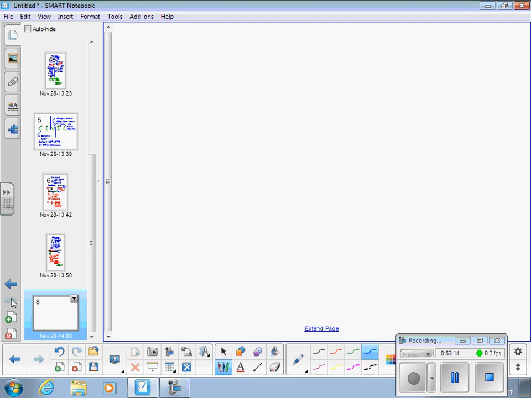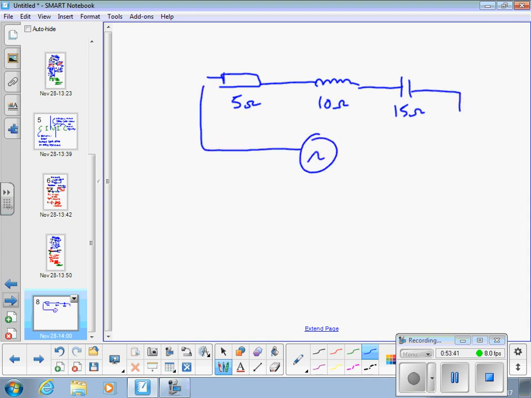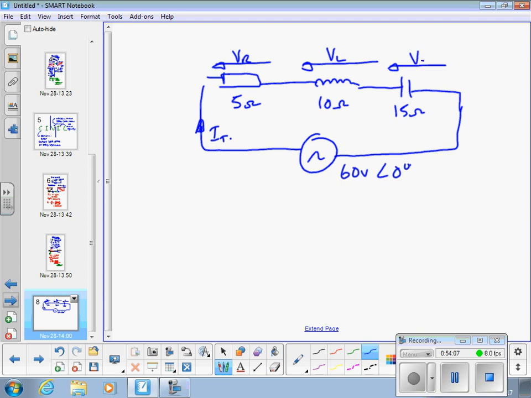Okay, one for you guys to have a go at now. Five ohm, 10 ohm, 15 ohm, 60 volts, angle 0 degrees. IT, VR, VL, VC.